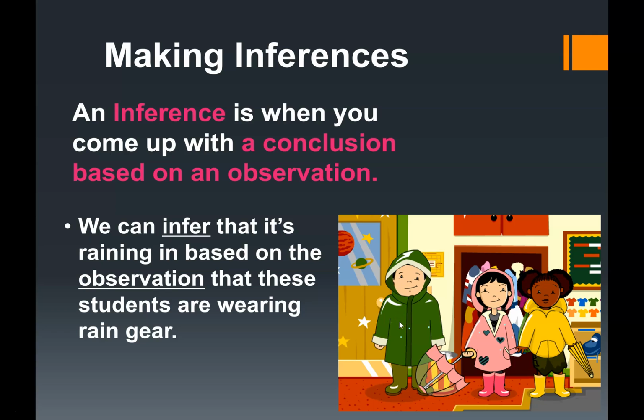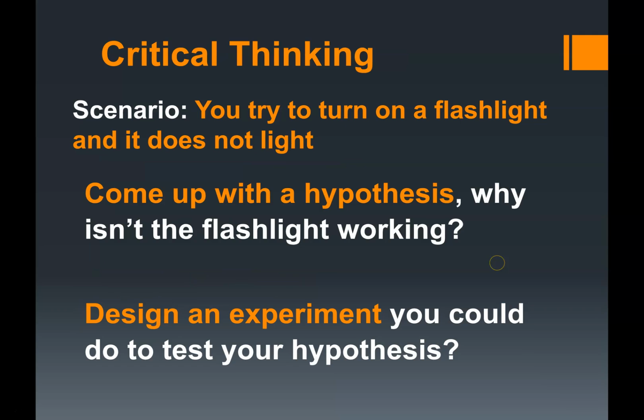We can observe that there are planets and stars on the door, so we could infer that this class is learning about the solar system. Let's do a critical thinking scenario. If you try to turn on a flashlight and it doesn't light, what are some observations that you're making? What are some inferences? You can observe that the light bulb isn't turning on. You can observe that the switch works or doesn't work.